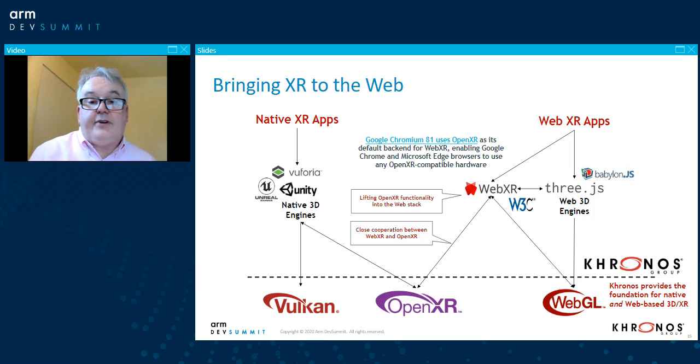And the good news is that the Khronos working group is working closely with the WebXR working group to enable WebXR to effectively use OpenXR as a native portability API, saving WebXR from having to be ported to dozens of different proprietary runtime APIs, and enabling XR in the web to be available on any OpenXR compliant devices. And in fact, since version 81, Google Chromium uses OpenXR as its default backend for WebXR, enabling the Google Chrome and Microsoft Edge browsers to already use any OpenXR compatible hardware.